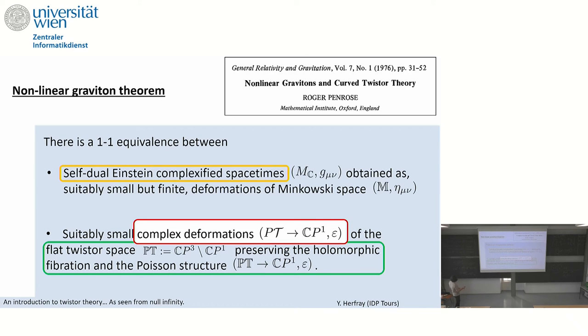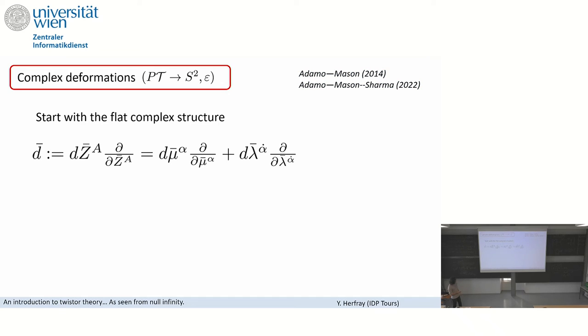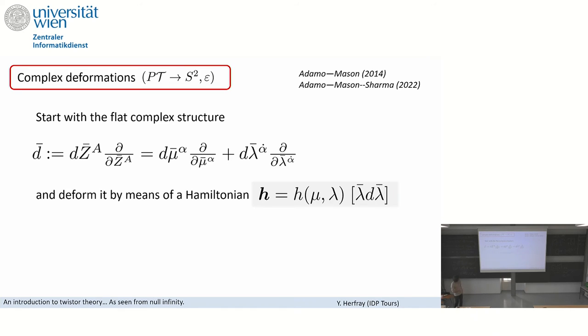Okay, let me just comment on what it means to deform the complex structure in practice. There are many different ways of presenting this in the literature. I'm going to present what I think is the modern way of doing it, which is very nicely used and explained by Adamo-Mason, and most recently in this paper with Atul Sharma. In practice, you should think of the complex structure as being a differential operator on your complex manifold. This d-bar operator knows about the complex structure. So if you want to deform it, the idea is to deform this operator.